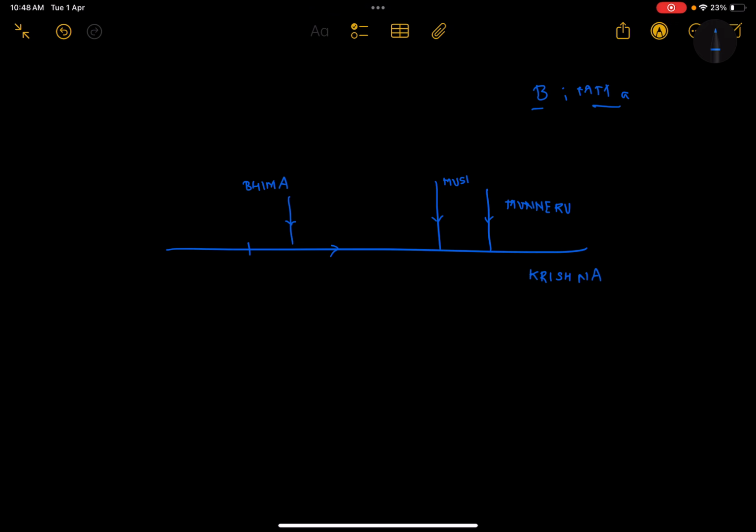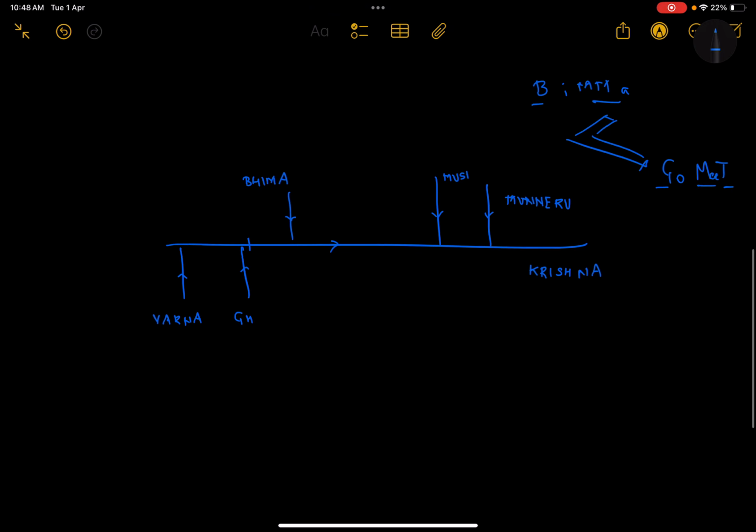Now coming to the bridge which we spoke about, the V-shaped bridge, and V stood for Varna, which is very close to the origin point of River Krishna. And after Varna, we just said he's going to meet, so GMT, that's the way it works. G stands for Ghataprabha, and M stands for Malaprabha. And after M, of course, we have the very important river from central Karnataka, which is Tungabhadra.